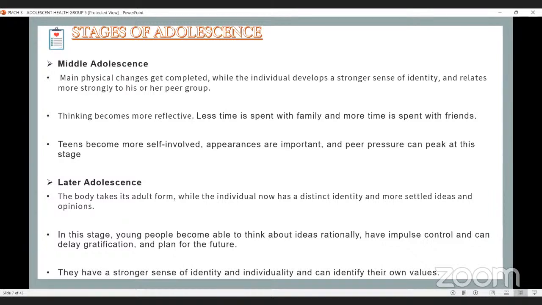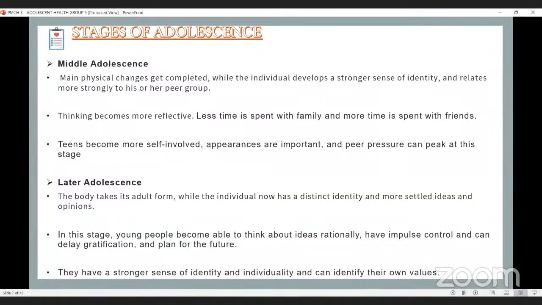People spend an increasing amount of time with their companions, with increased focus on peer relationships, which is crucial to their identity. Thinking becomes more reflective, less time is spent with the family and more time is spent with friends. Teens become more self-involved, appearances are important, and peer pressure can peak at this stage.